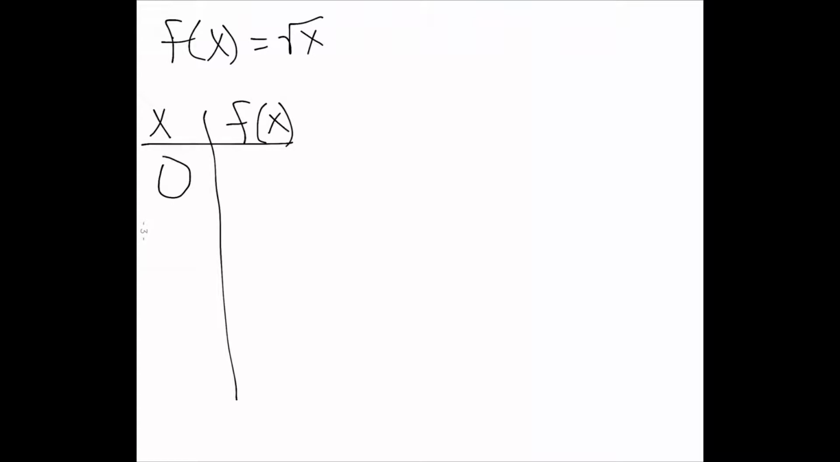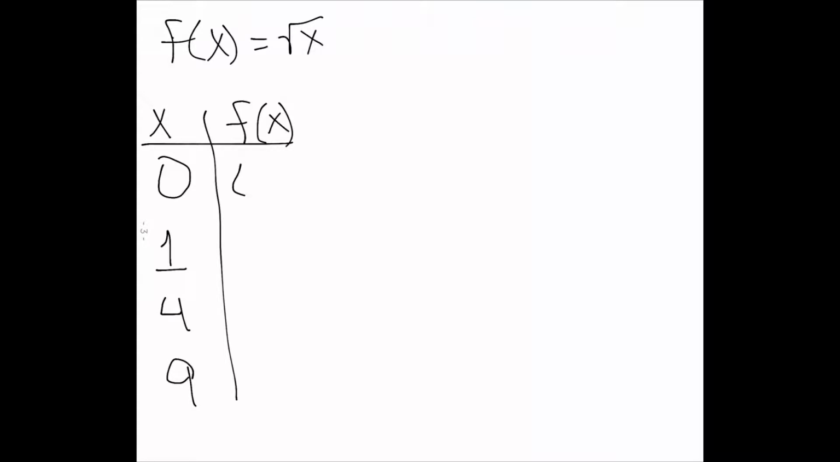Let's look at another one, like the square root of x. Once again, I'm going to make my table. I notice that I'm using a square root, so I can't pick any negative numbers for x. So I'm going to do 0, 1. I'm actually not going to do 2. I'm going to skip up to 4 and 9.